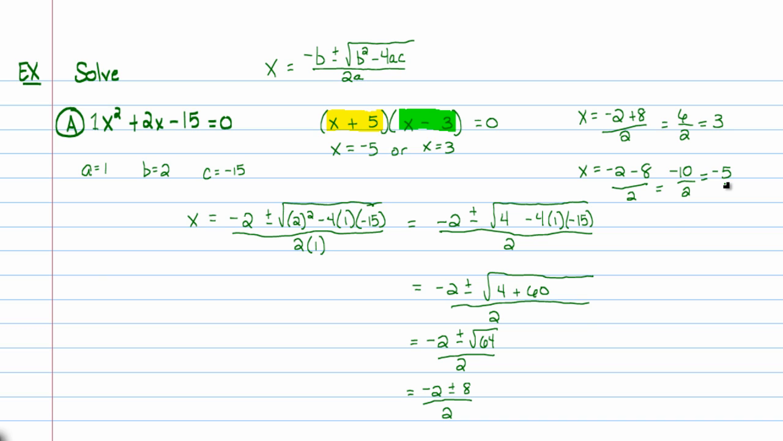Notice I got the same solutions, x equals 3 and x equals negative 5, but it took me a lot longer to do it. And the reason why is because the shortest, fastest method is always factoring if you can do it.